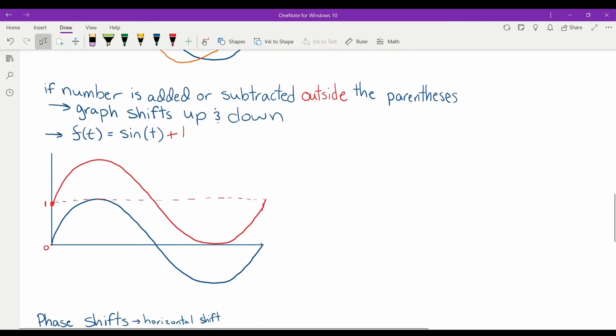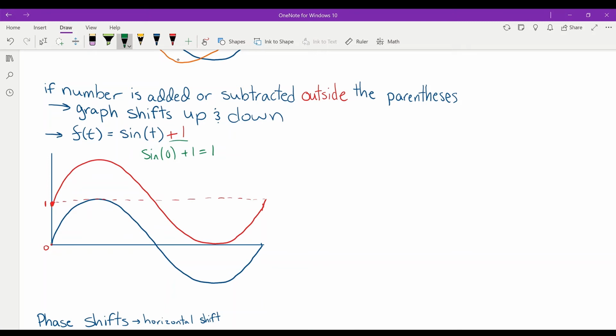So also, a different way that it can be shifted is if the number is added or subtracted outside of the parentheses. That shifts the graph up and down. So you can see if f of t equals sine of t plus 1 on the outside, if you plug in the values that we were using before, sine 0 plus 1, your f value is going to equal 1. So it'll shift up by 1.